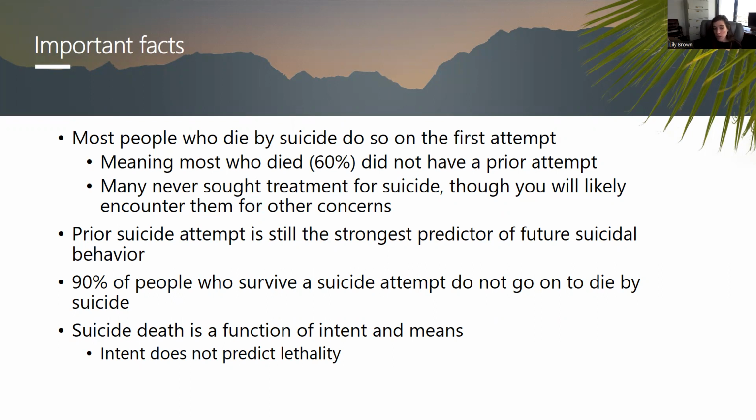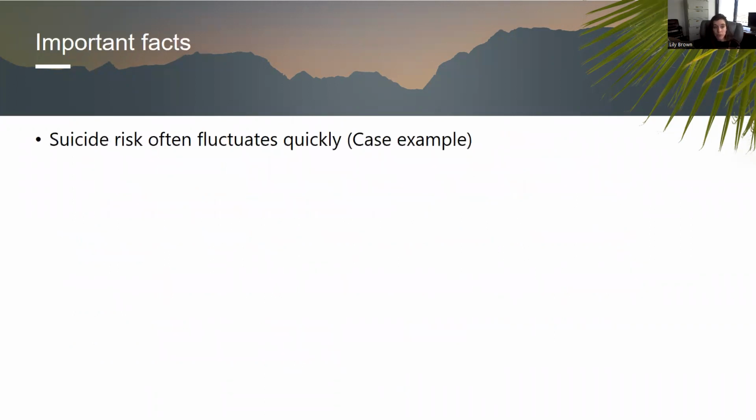Fortunately, 90% of people who survive a suicide attempt do not go on to die by suicide. So there's lots of reasons to feel optimistic that things could change to help a person feel like their life is worth living. But we think about suicide death as a product of both one's intention to die and their access to lethal means. Just because someone has a strong intention to die doesn't necessarily predict the risk of dying if their choice of suicide method is not as lethal.